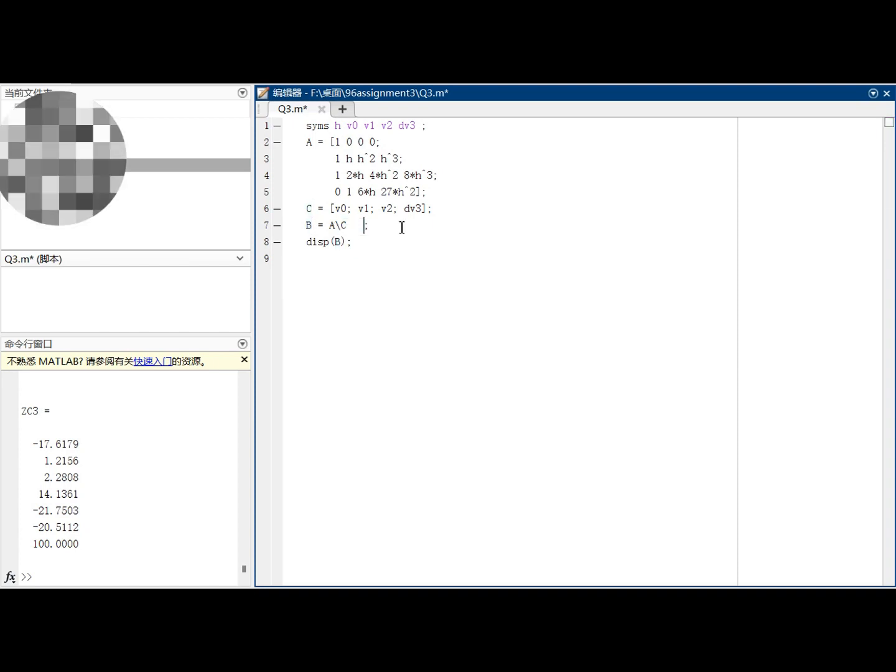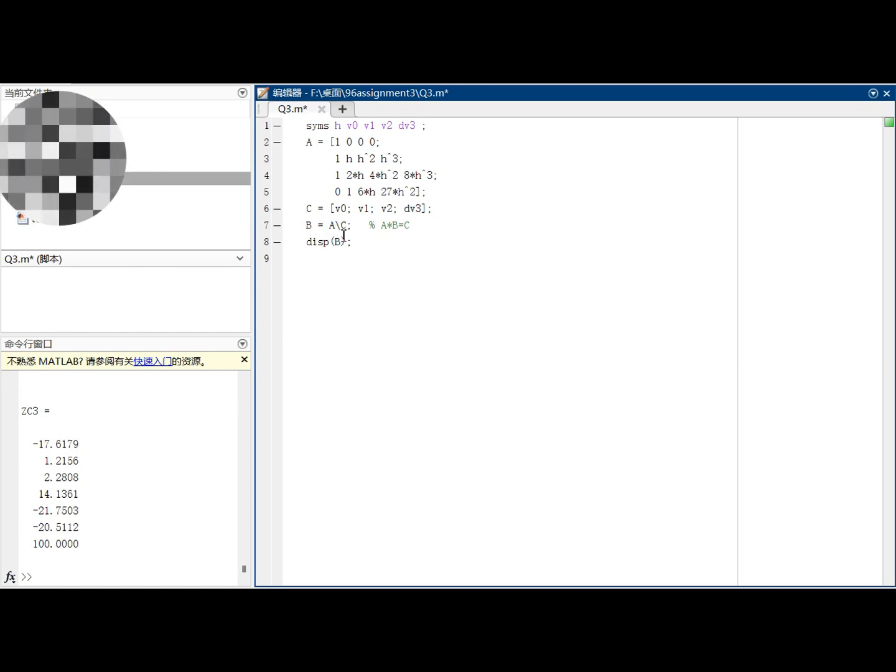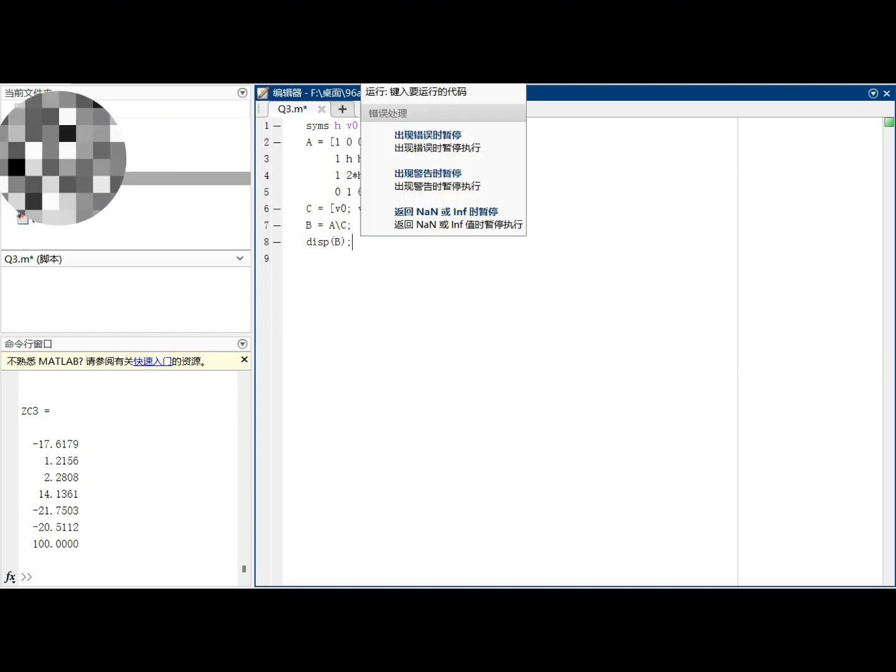Because if you write it down like that, it would be A times B equals C, right? And A is this matrix, B is the one we are interested in, and C is the results. So then you calculate, right?